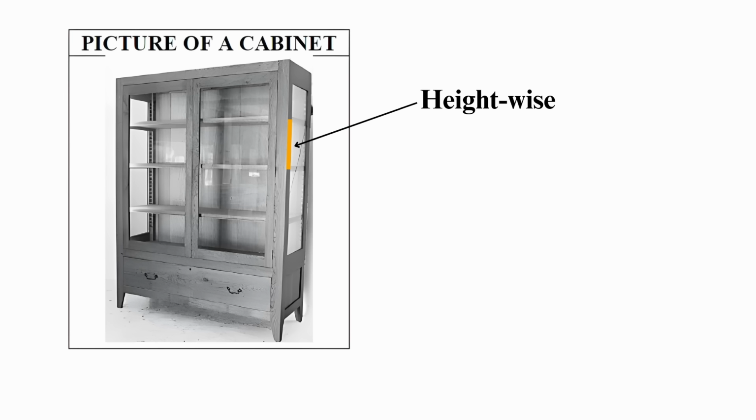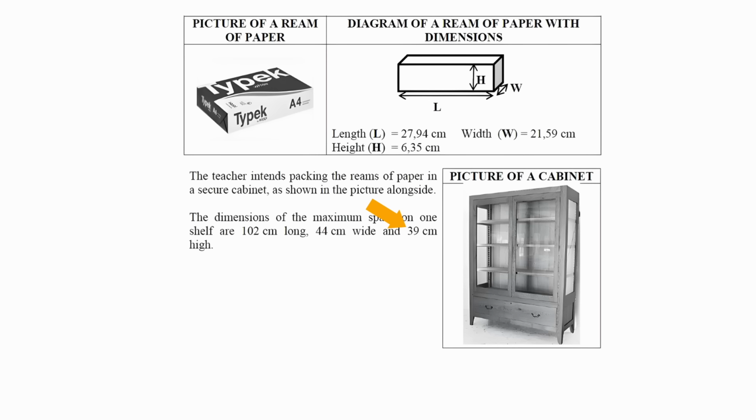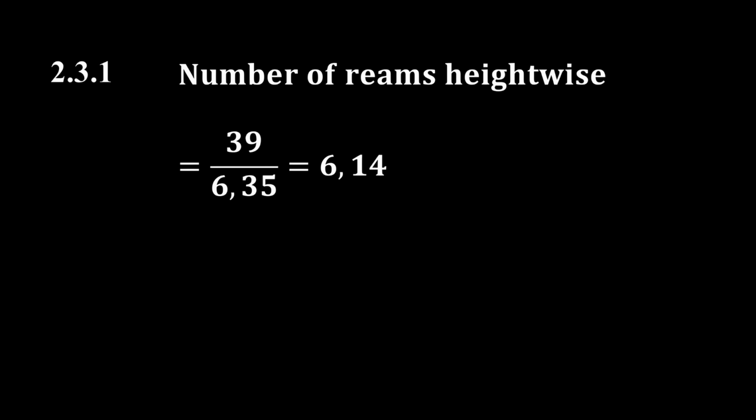Next, we have to calculate how many reams of paper can be stacked height-wise. This will be the height of the cabinet of 39 centimeters divided by the height of one ream of paper of 6,35 centimeters, and this equals 6,14. This number must be rounded down to 6 reams of paper. So 6 reams of paper can fit height-wise in the cabinet space.